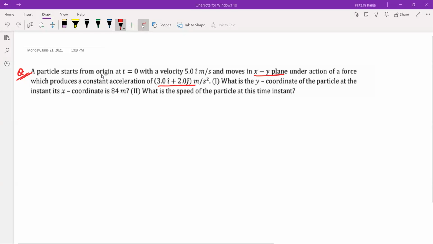Particle starts from origin at t equal to 0 with a velocity 5 i meter per second. This is happening in the xy plane. Let us simplify the situation: motion along x and motion along y.